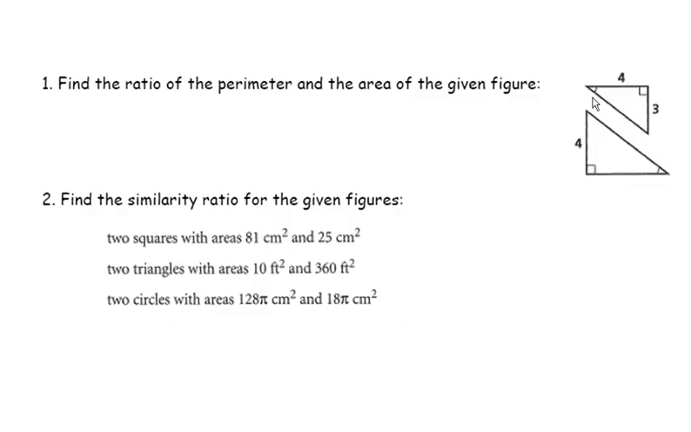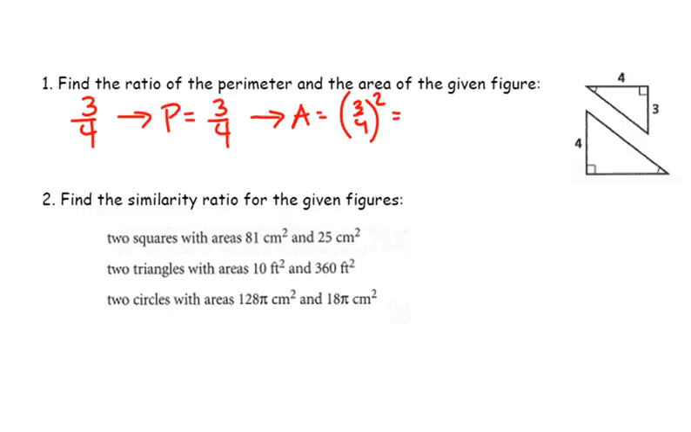So looking at this pair of triangles here, first I need to do the ratio of the corresponding sides. Well, if this is my right angle, then these two sides are my corresponding sides. So my ratio, my scale factor, my similarity ratio is going to be 3 to 4, which means that my ratio of my perimeters is also going to be 3 to 4, and then my ratio of my areas is going to be 3 to 4 squared, which means the ratio of my areas is going to be 9 to 16. Questions?